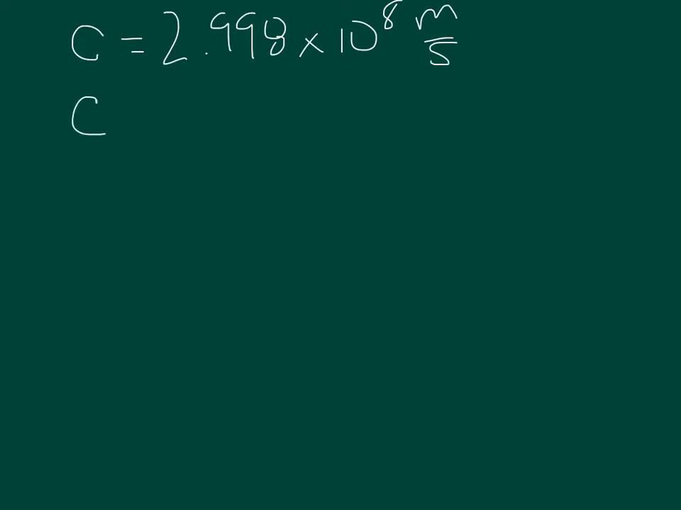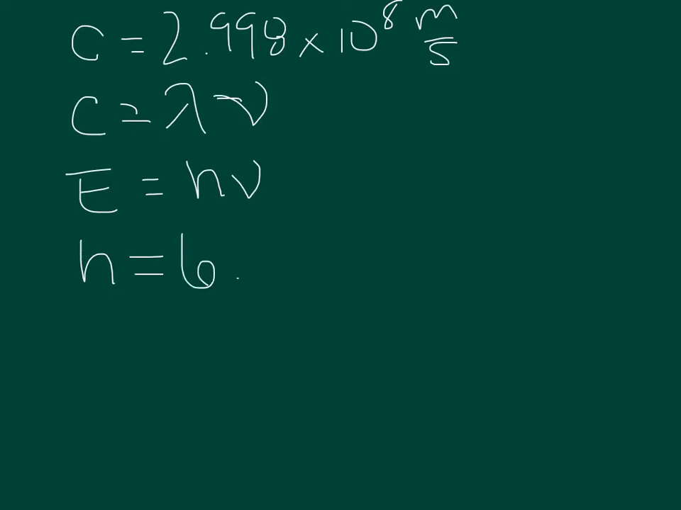For light equations, we have two different equations that we can use. We have the speed of light is equal to 2.998 times 10 to the 8th meters per second, and that light is equal to wavelength times frequency. Then we also have that energy is equal to Planck's constant times frequency, where Planck's constant is equal to 6.626 times 10 to the negative 34 joule seconds.